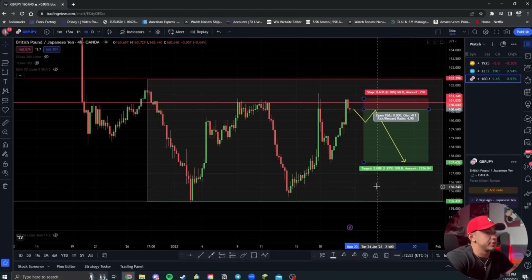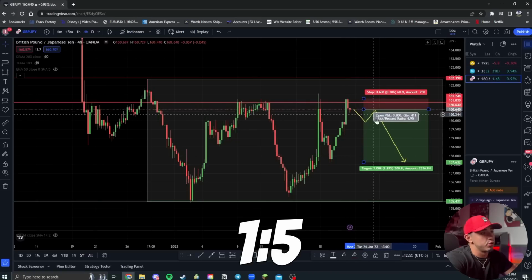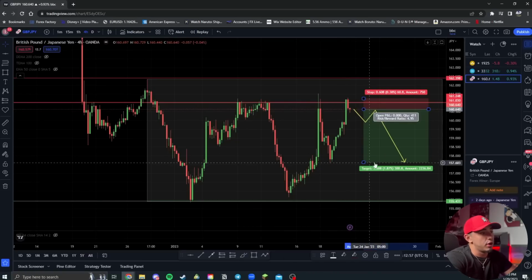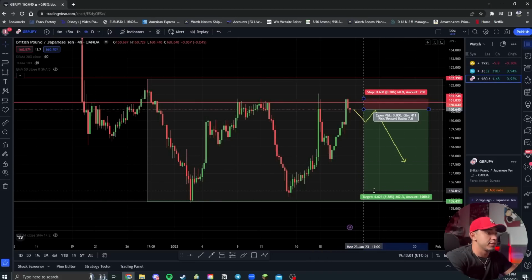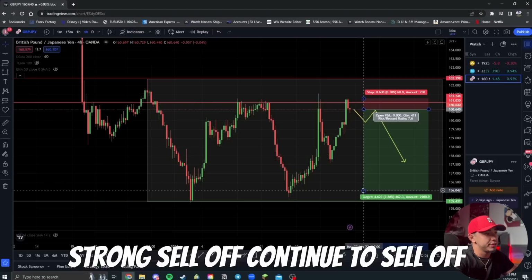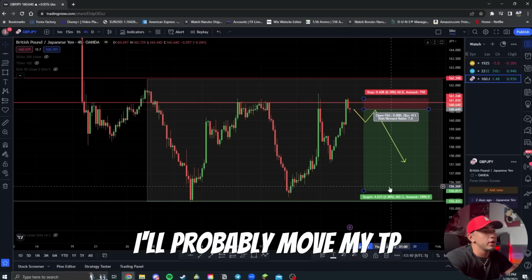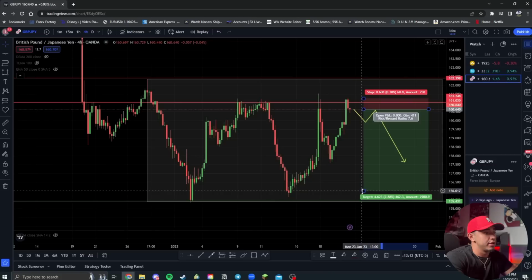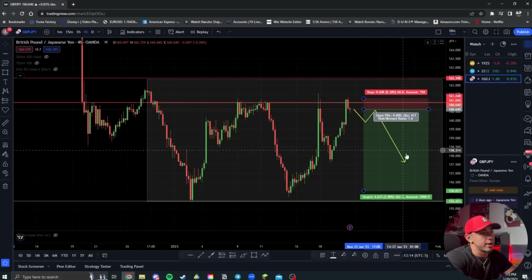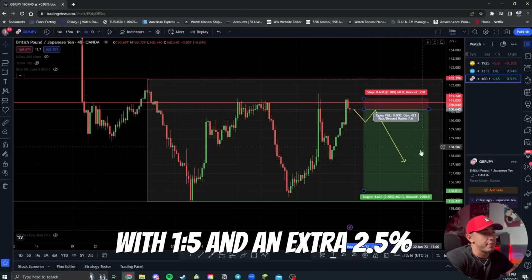So now, as you can tell, my TP right here is set to a 1 to 5, but I could obviously see that there's way more room for price to move. So I could even drag this further down. Now, I probably won't do that at first, but once I see a strong sell-off continue to sell off, I'll probably move my TP all the way down here. That way I can collect an extra, with a 1 to 5, an extra 2.5% right there.